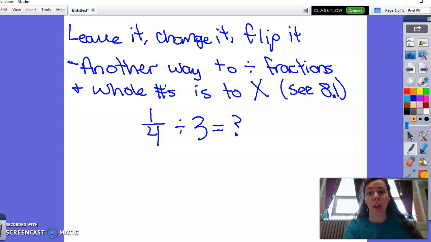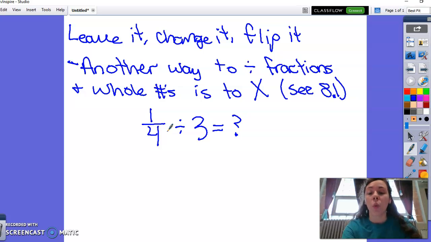In this case, when we have a fraction divided by a whole number, we usually would draw a picture and divide things up out of the whole, or if it was flipped and we had the whole number first divided by a fraction, then we would use our fraction strips. But this is a totally different way of thinking about it, and in my opinion, it's even a little bit easier. It's faster. We don't have to worry about drawing pictures or using fraction strips.